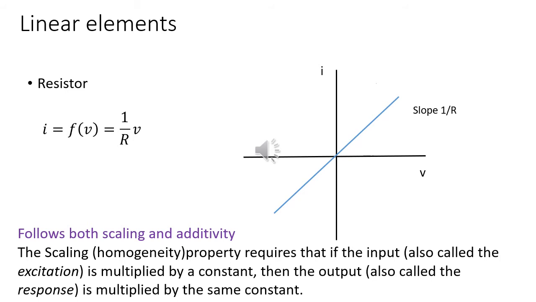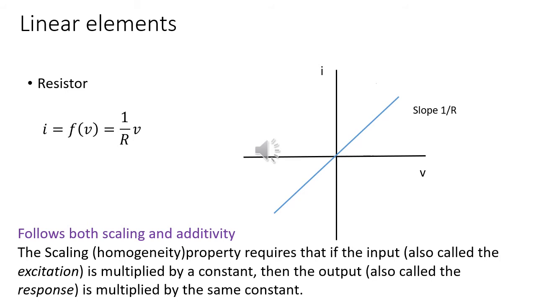We can write I is equal to a function of V. We are quite familiar with this equation. I as a function of V is equal to V by R, that is, 1 by R into V. If you plot this relationship between voltage and current, the graph will look like this, as you can see on the right side of the presentation. I am plotting V as the independent variable along the x-axis and I along the y-axis.